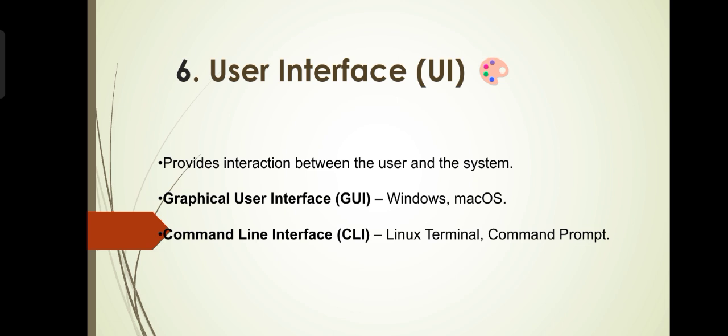And then it is the user interface, which is known as UI. The user interface provides interaction between the user and system, whereas we have seen in the first slide, operating system is the interface between the user and the computer hardware. Here user interface denotes the interaction between user and the system. And next, what two types are included in a user interface. They are graphical user interface for Windows and Mac OS, and command line interface CLI for Linux terminal, command prompt, etc.